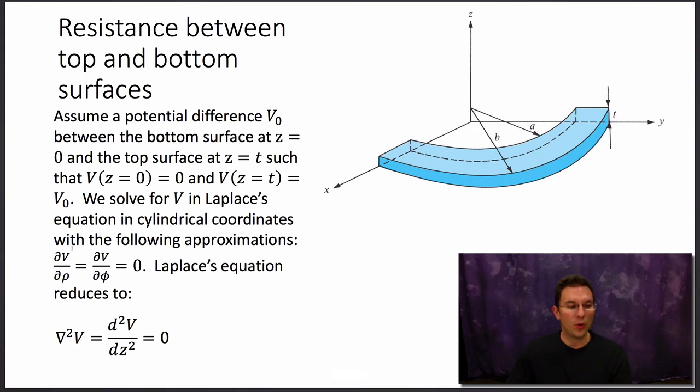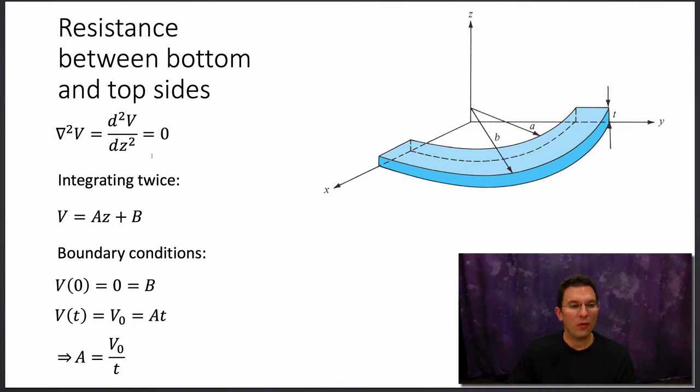With those two approximations, again, Laplace's equation reduces to a much simpler form. The only term that survives here in this more general expression, be sure to look this up in cylindrical coordinates initially. And you can see when you make these two approximations, Laplace's equation simply reduces to the second derivative of the potential with respect to z is equal to 0.